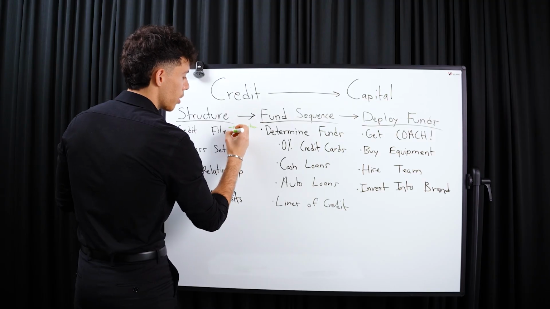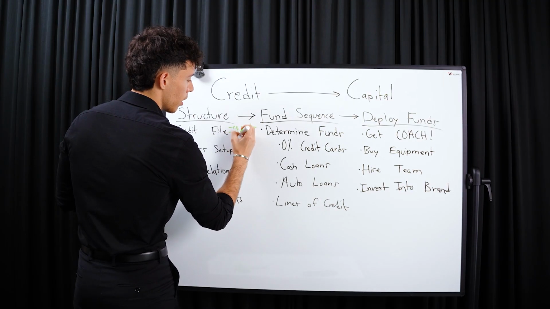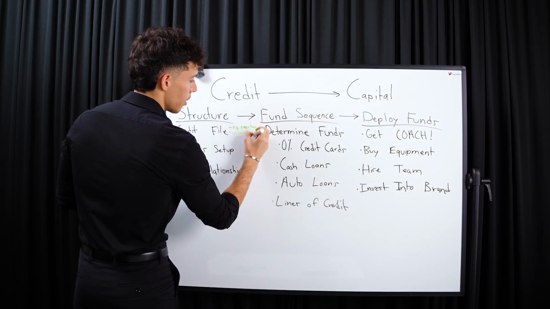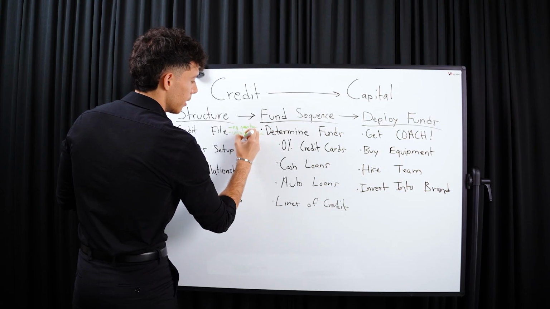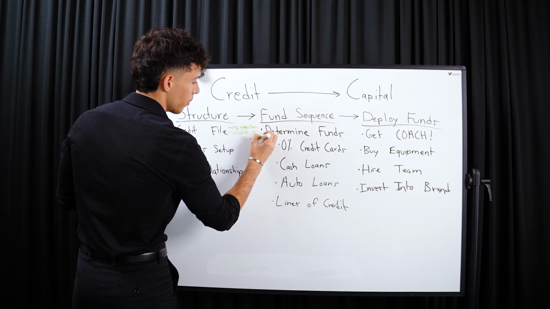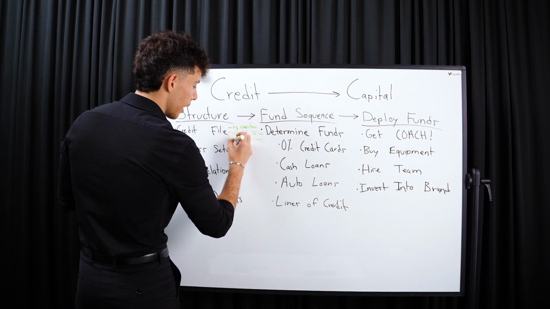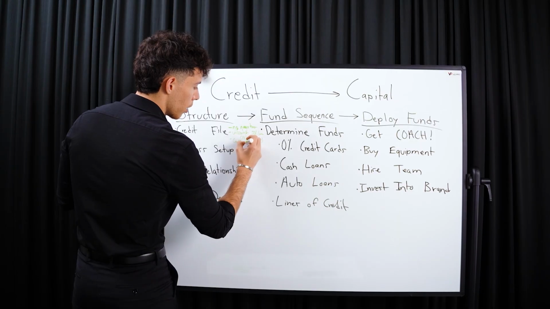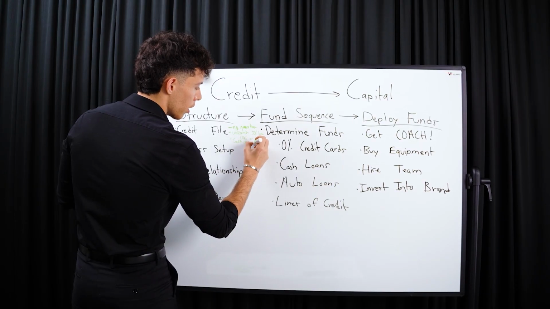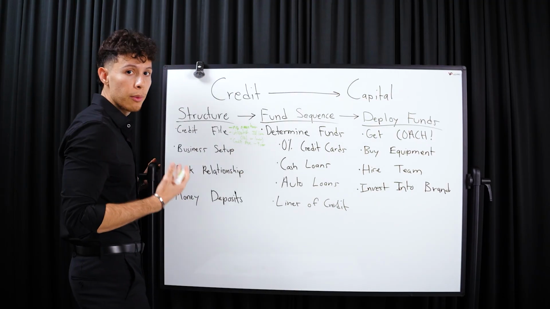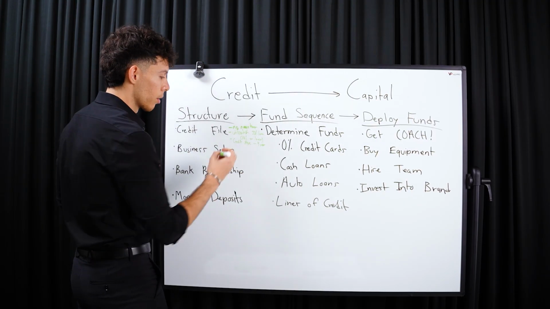The next thing we want to make sure is utilization is 30% or lower. Ideally, 10% or lower. We want to make sure that credit age is about 4 years. And we want to make sure that we have primary accounts.